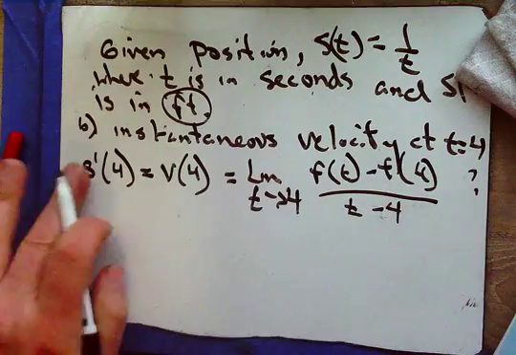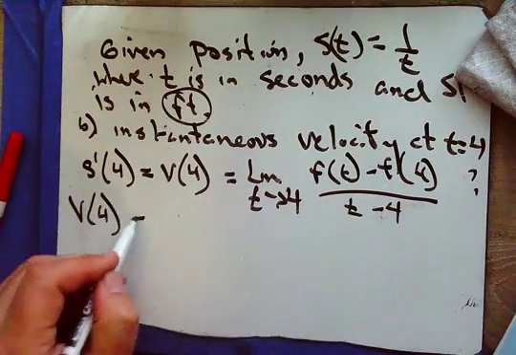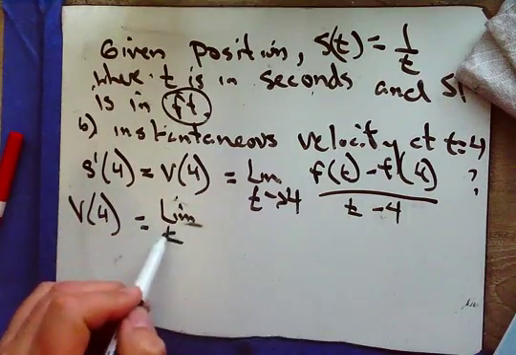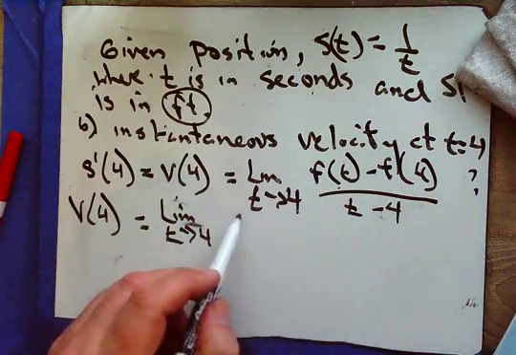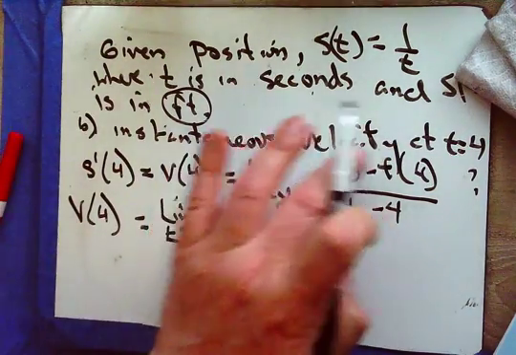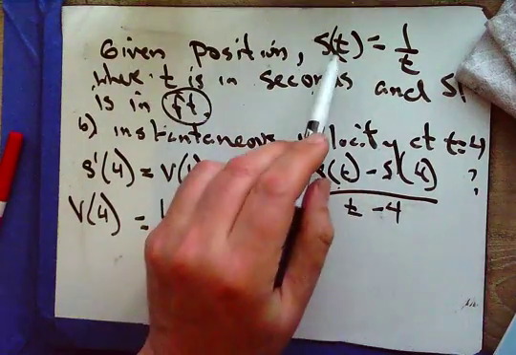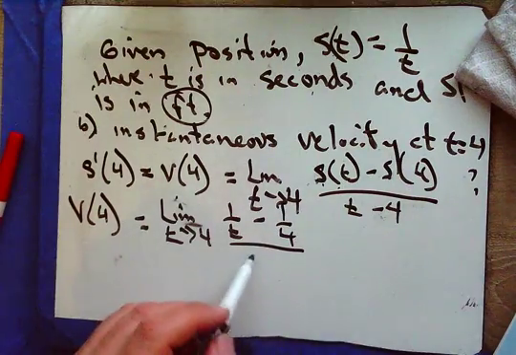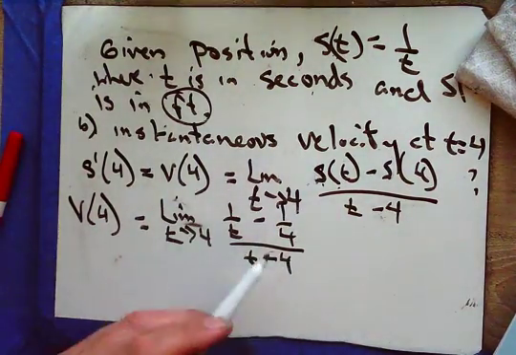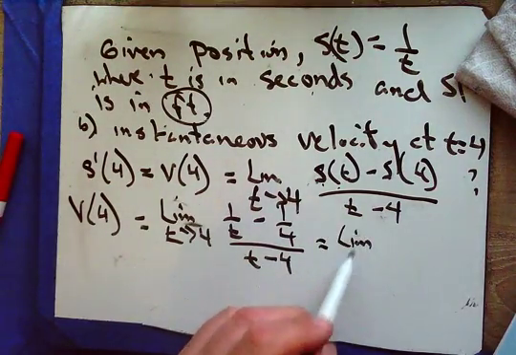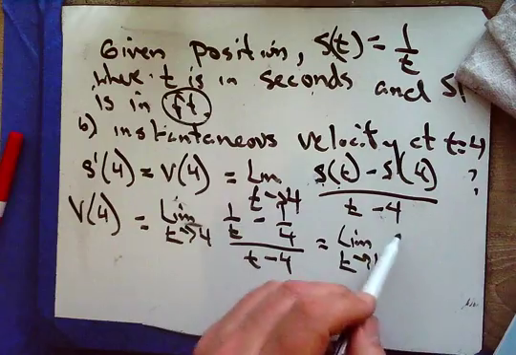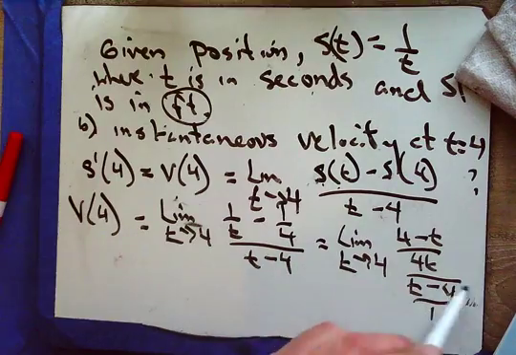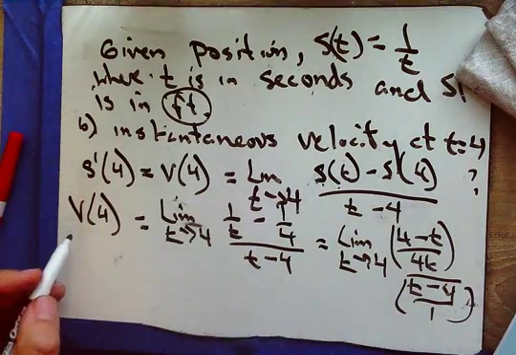So that velocity then is going to be f of t, which is, oops, don't forget the limit. The limit as t heads to 4. At f of t, I guess I'm saying velocity, so I'm going to make these s's for consistency. There's s of t, 1 over t, minus s of 4, which would be 1 over 4, over t minus 4. So here I need to make a common denominator. The limit as t heads to 4 of 4 minus t over 4t over t minus 4 over 1. So we need to do the flip and multiply there.